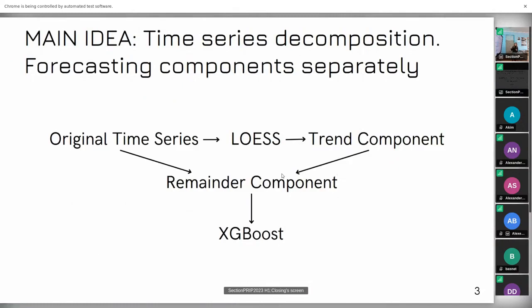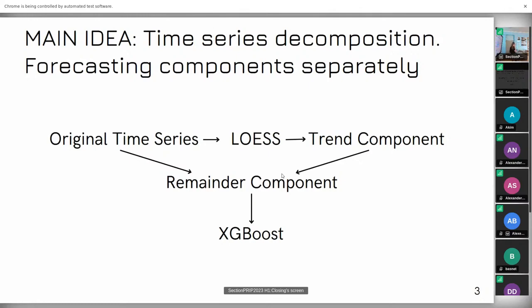So the main idea of my project: I came up with the idea of decomposing my time series into trend and remainder components. I used the LOESS algorithm to decompose my time series and to predict the trend component of my time series. Then I subtracted the trend component from my original time series, and the remainder component I forecasted using the XGBoost algorithm.